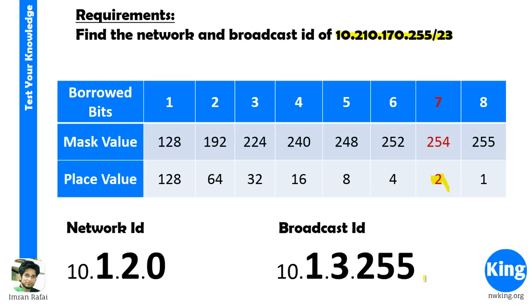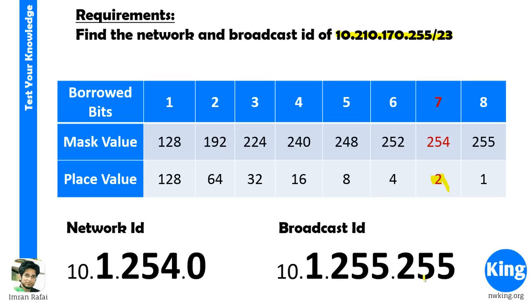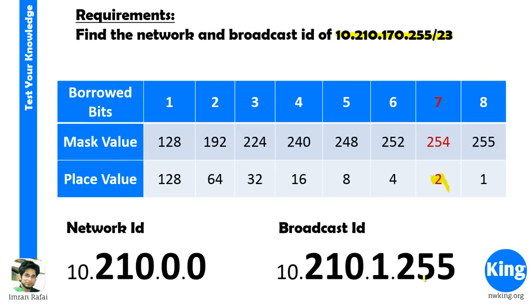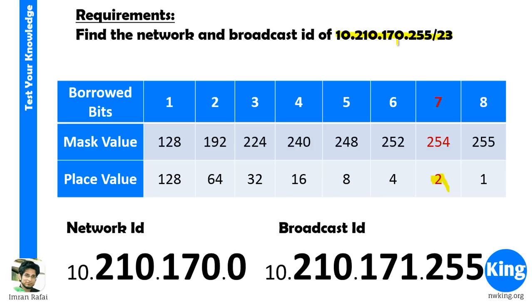So again it goes 10.1.2.0, 1.4.0, 1.8, and on to 1.254.0. Again, if you add 2 more, it becomes 10.2.0.0 and goes on and on until it reaches 10.2.10.0. Now, if you look at the question, we are interested in this network. So we follow the same thing, adding 2 each time, until we reach 10.2.170.0, because that's what we are interested in. 10.2.170.0 to 10.2.171.255. This is the network.